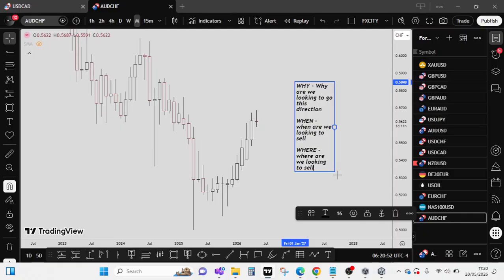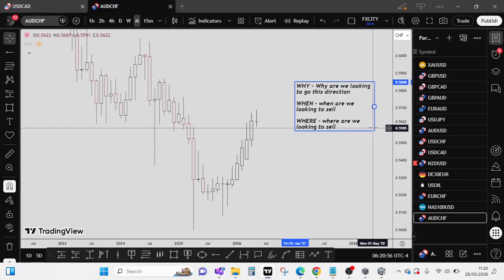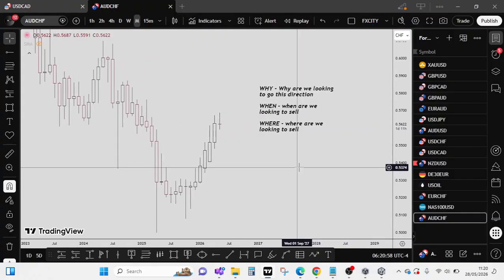So once we have all of these options in place, then we have a trade on our hands. Okay, so the why comes from the monthly, the when comes from the weekly, and then the where comes from the 4 hour. It used to be the daily, but then that changed.